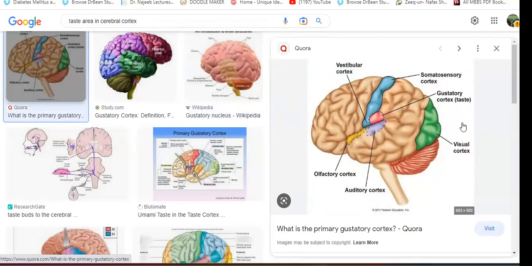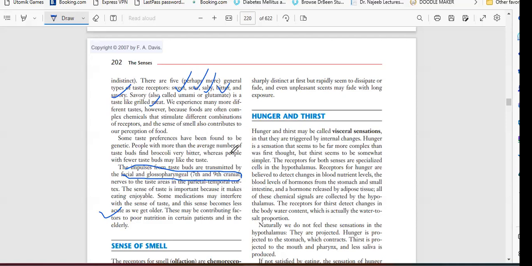So basically, if old age comes, the taste buds and the taste receptors which take the taste away from the tongue will decrease. So that's the reason in old age, they will complain that whatever we are eating, we are not getting the amount of taste.